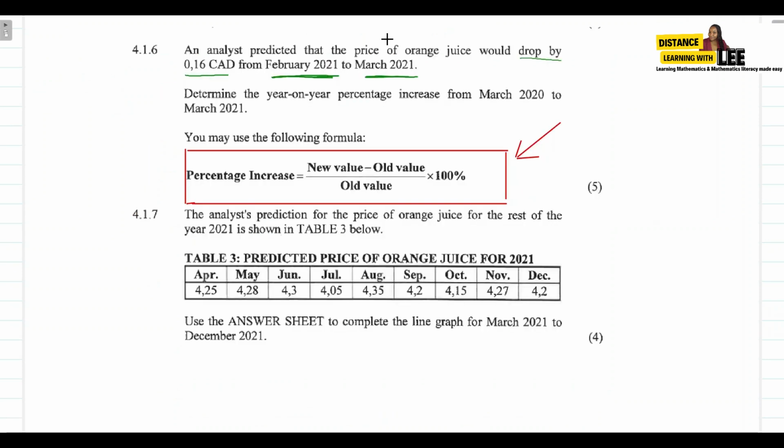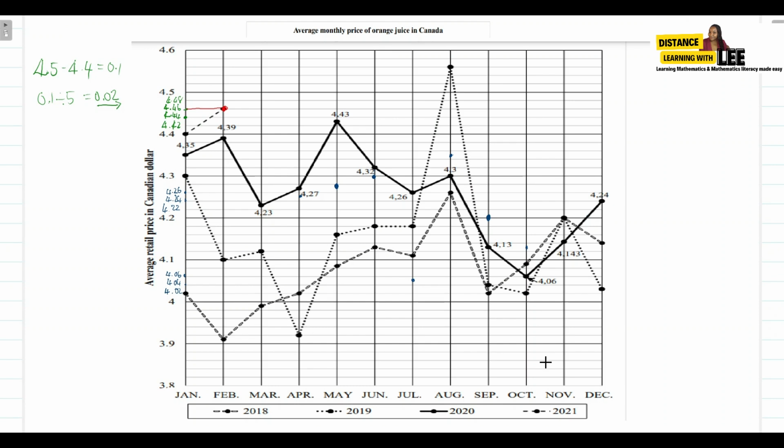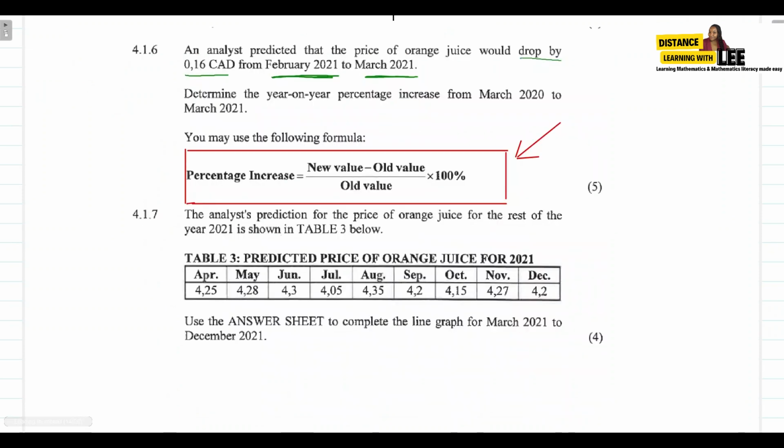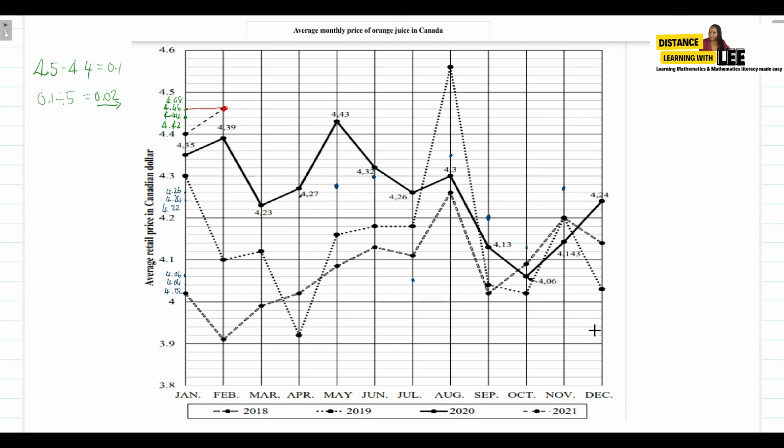November 4.27: 4.2, 4.22, 4.24, 4.26, 4.27 is somewhere there. December 4.2. December 4.2 is somewhere there.